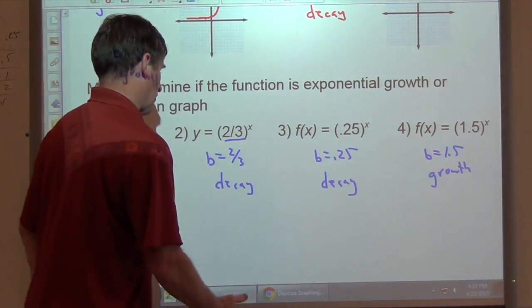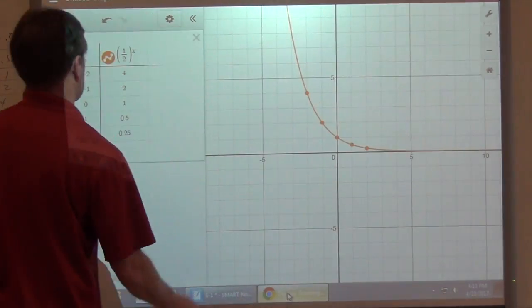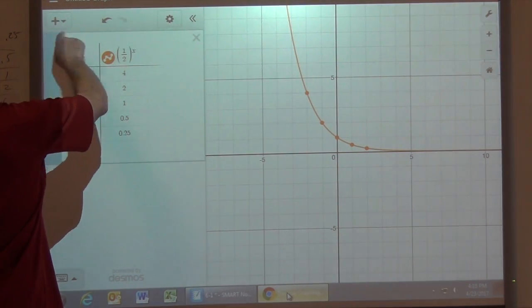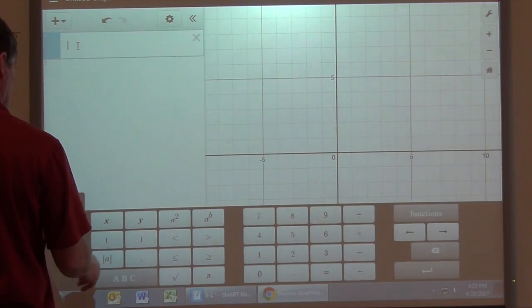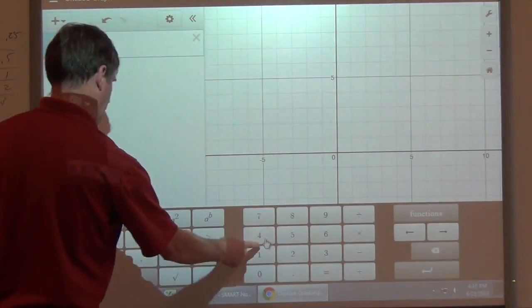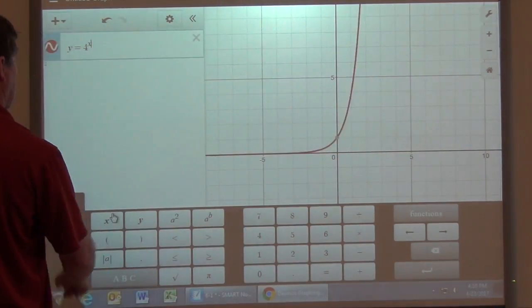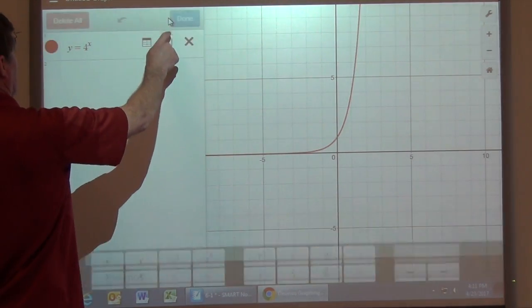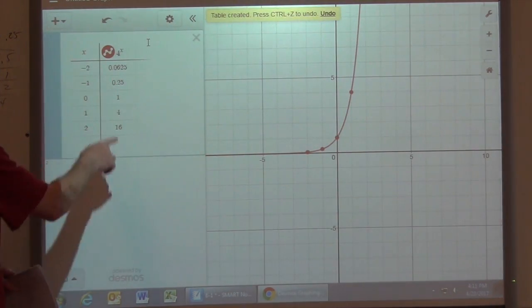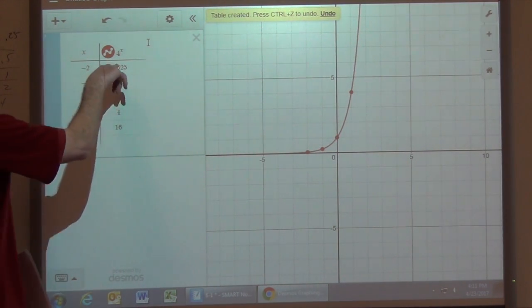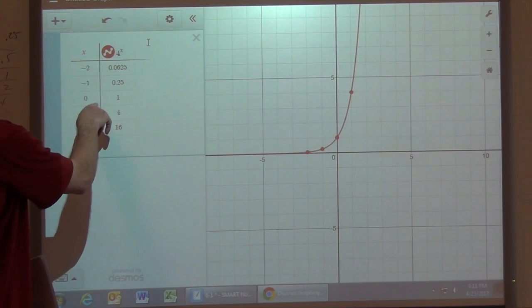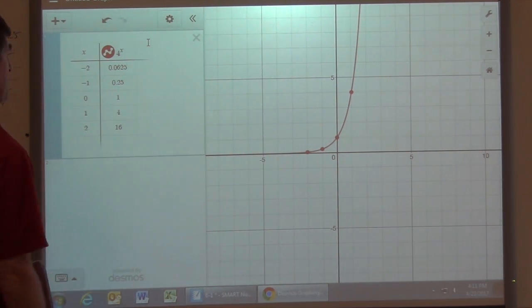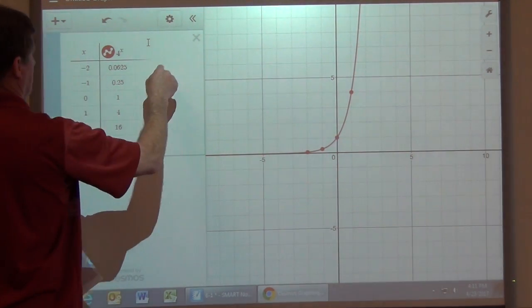And then you should have on the graphing calculator, we go to the Desmos, we can just type that in. So the first one was y equals 4 to the x power. And so then all you had to do was get the table, and you should have had for -2, on these just round to the nearest hundredth, so 0.06, -1, 0.25, 0, 1, 1, 4, and 2, 16. That would be the first one.